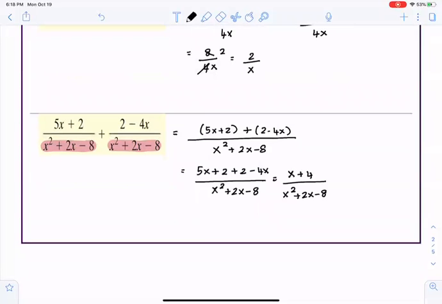Now, we want to know if we can factor the denominator. I think we can. So the denominator can be factored as x plus 4 times x minus 2. The x plus 4s will get cancelled, and we have 1 over x minus 2.